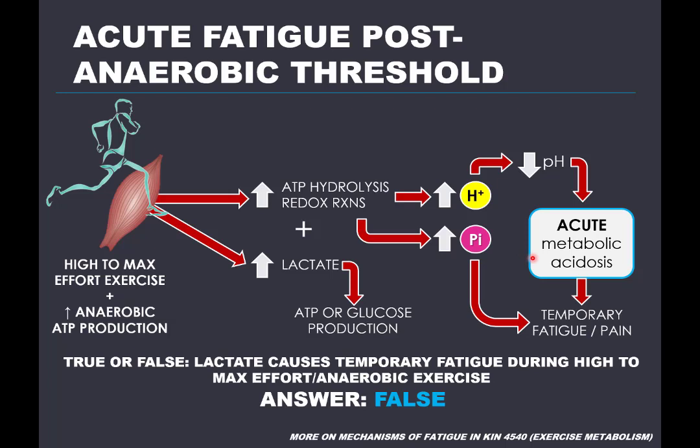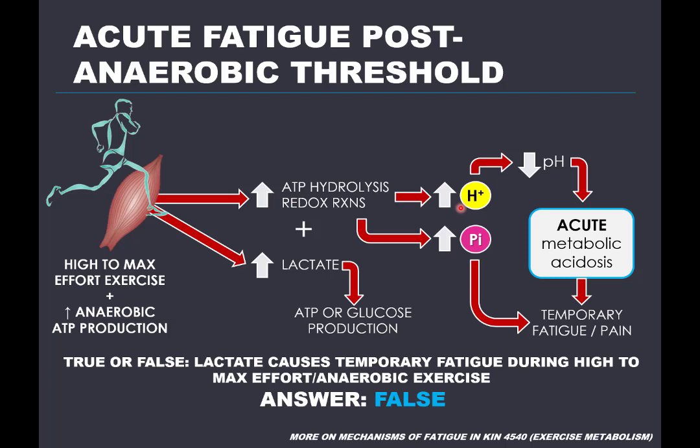So what is acute metabolic acidosis? Well, when we exercise post-anaerobic threshold and as we get closer to max intensity exercise, there is a very high ramping up of two particular things. We have a very high rate of ATP hydrolysis since muscles are contracting at a high level. And we also have a very high rate of redox reactions, which we discussed earlier with glycolysis. Both of these processes produce positively charged hydrogen ions, which again is simply called a proton.